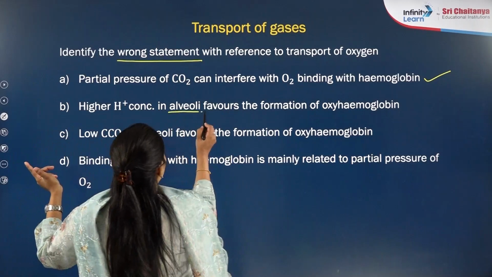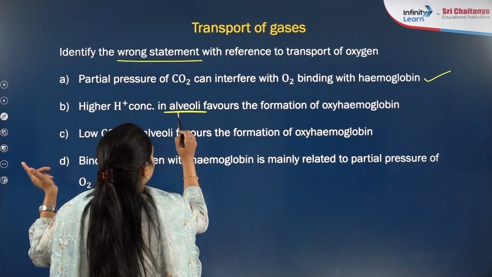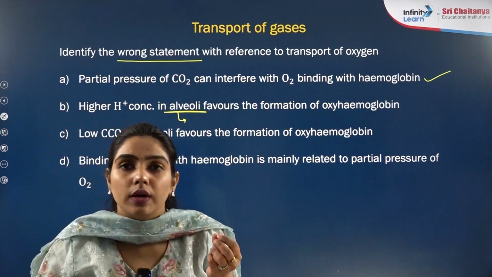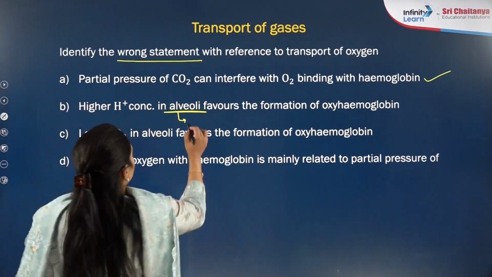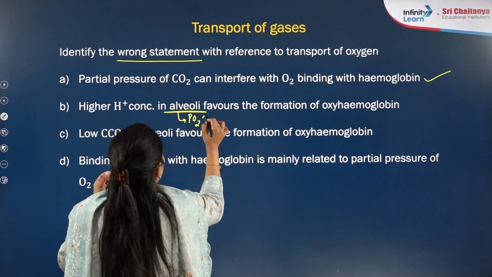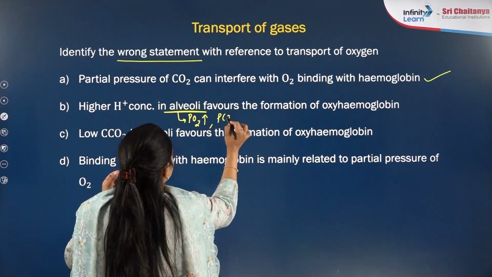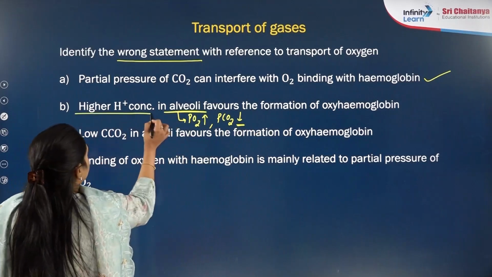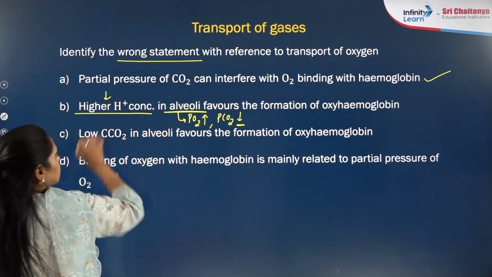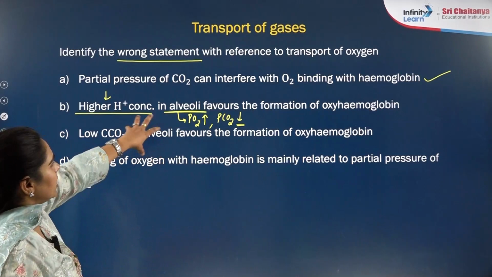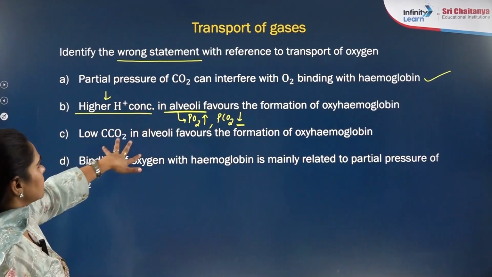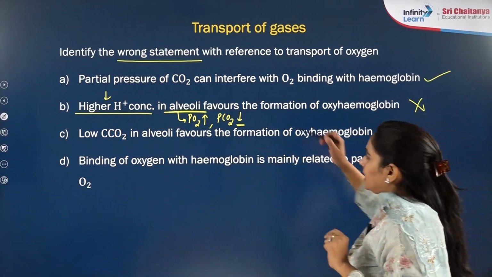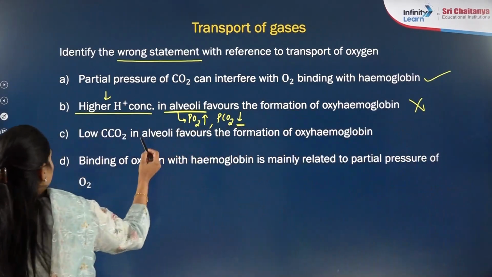In the alveoli, what is happening? In the alveoli, association of HbO2. In the alveoli, PO2 is more. In the alveoli, PCO2 is less. If PCO2 is less, then H plus ion concentration is also less. Right? So it is a wrong statement, beta. Let us see the other statements.